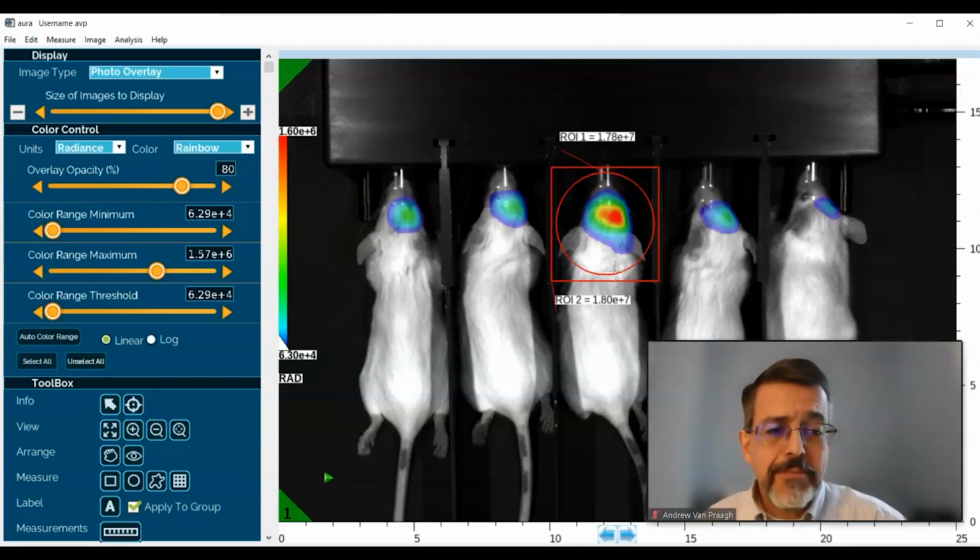So, in summation, as we started, the best units to use when quantifying your bioluminescent signal data is total photons per second.